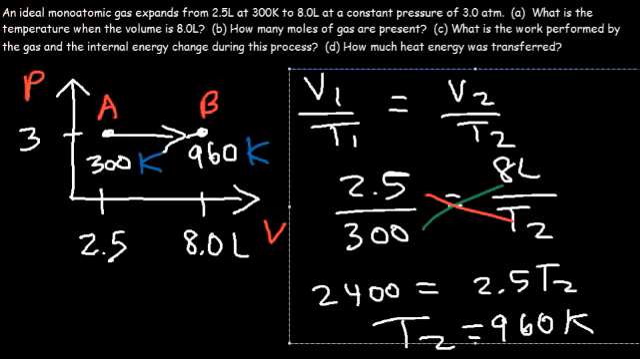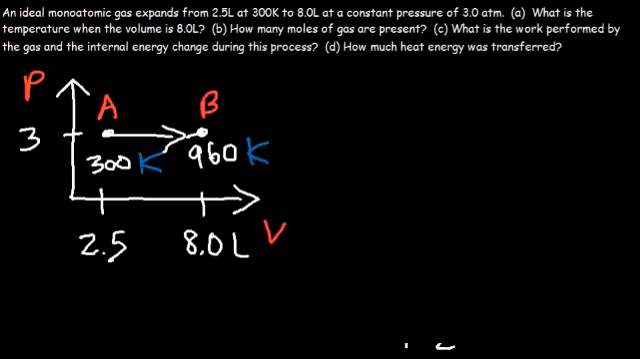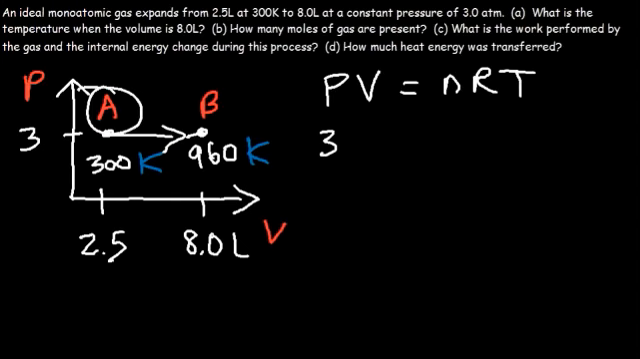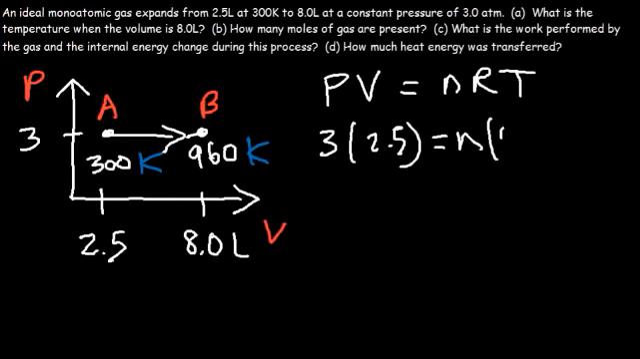Now what about part B? How many moles of gas are present? Let's use the equation PV is equal to nRT. The pressure in this problem is 3 atm. Now we can use point A or point B. Let's focus on point A. At point A, the volume is 2.5 liters. We're looking for n. R is going to be 0.08206.